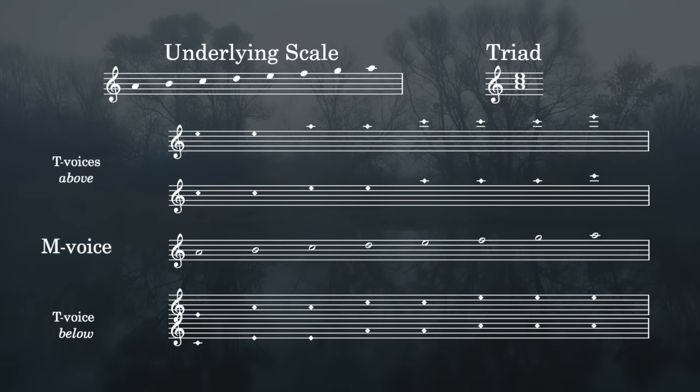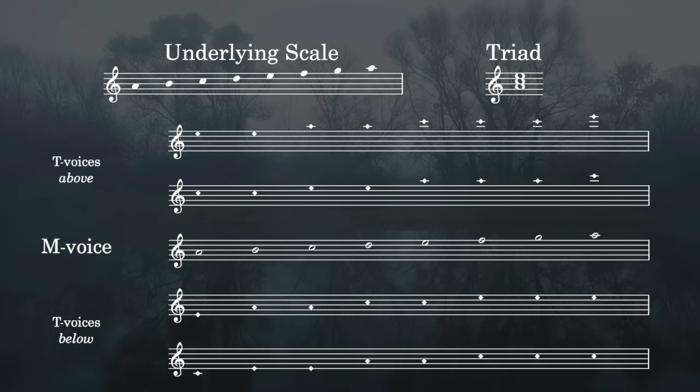In these examples, I'll notate the T voice with diamond note heads, which to me seems fitting as the T voice reminds me of natural string harmonics. When a T voice is the first available pitch above or below, I'll call this a close position, in contrast to an open position, which would be further away.